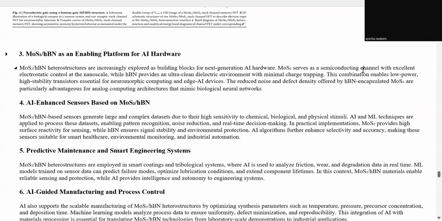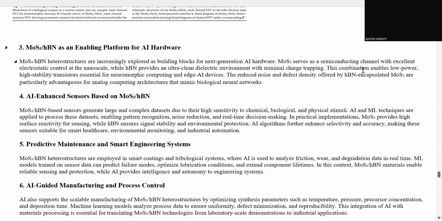The third relation shows molybdenum disulfide and hexagonal boron nitride as an enabling platform for AI hardware. Molybdenum disulfide and hexagonal boron nitride heterostructures are increasingly explored as building blocks for next generation AI hardware. Molybdenum disulfide serves as a semiconducting channel with excellent electrostatic control at the nanoscale, while hBN provides an ultra clean dielectric environment with minimal charge trapping. This combination allows low power, high stability transistors essential for neuromorphic computing and edge AI devices.